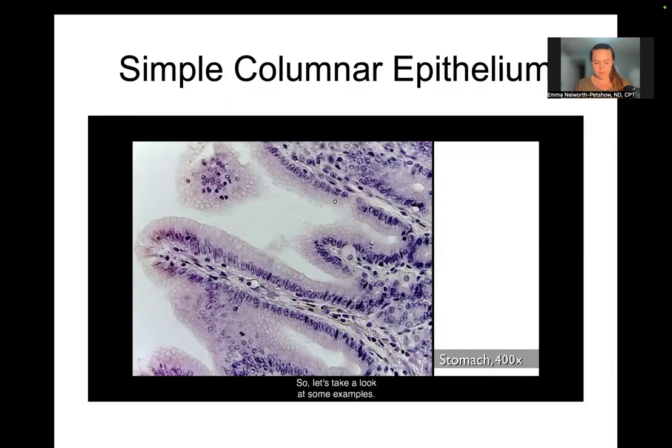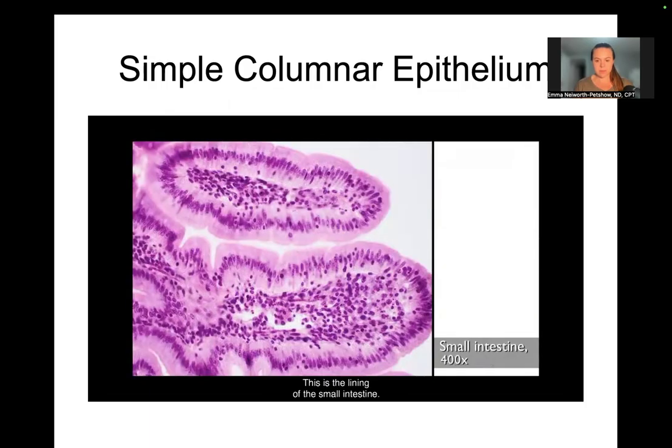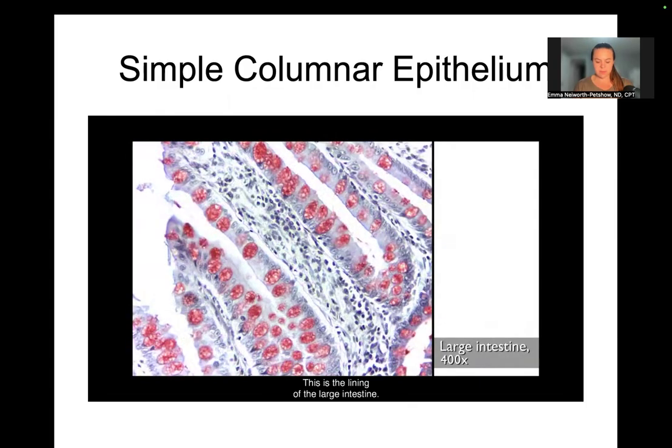So let's take a look at some examples. This is simple columnar epithelium lining the stomach. This is the lining of the small intestine. This is the lining of the large intestine. Notice how the goblet cells stain red in this preparation.